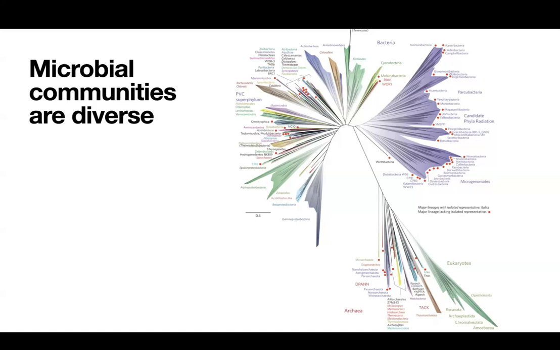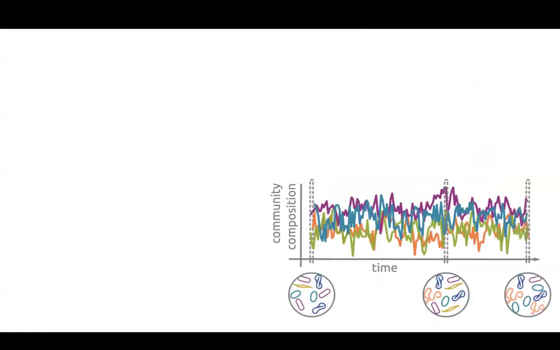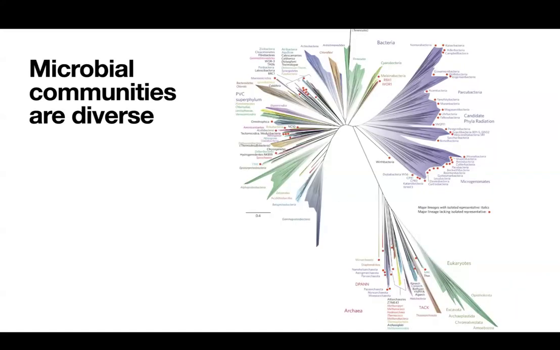This is one of the most recent versions of the Tree of Life, and basically all the upper branches are different bacteria, and the one on the bottom right is eukaryotes. So all the eukaryotes you know, from us to fungi, are in the bottom right of this plot. This gives an idea of the diversity of bacteria, and many of these bacteria coexist in the same community.